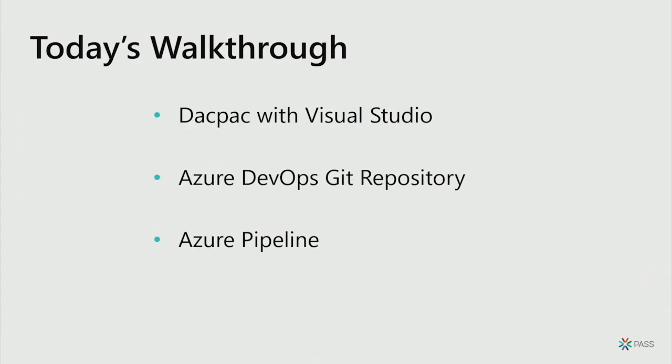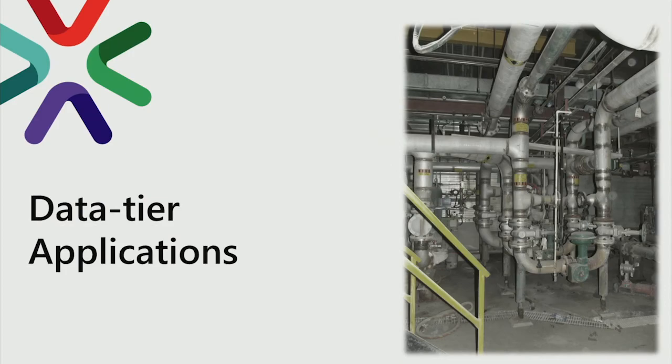As I said, there's not going to be a lot of slides. Those are probably the most of the slides. It is going to be mostly a walkthrough. We're going to have a Dacpac with Visual Studio. We're going to set that up and go through that. Then we're going to put that into an Azure DevOps Git repository. And then we will be using Azure Pipeline to deploy it, with continuous integration for the development environment and a release pipeline for integration and production. So with that said, we will move on into actually going in.